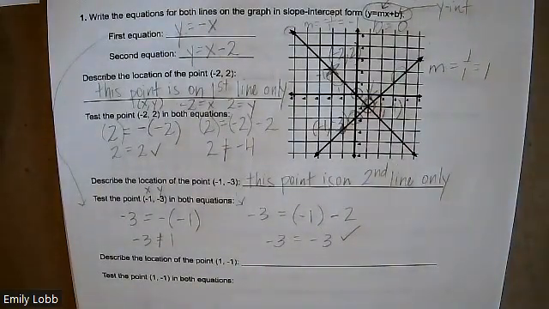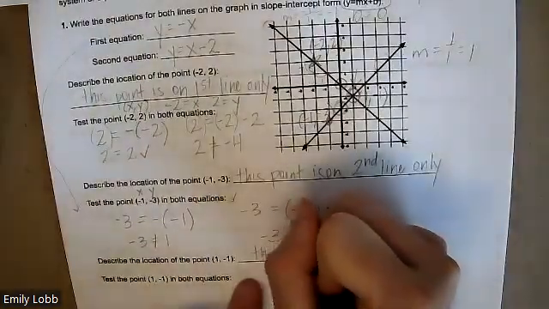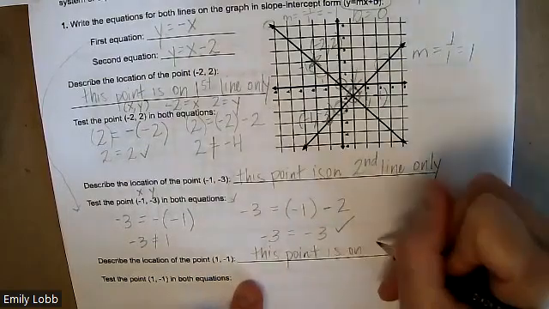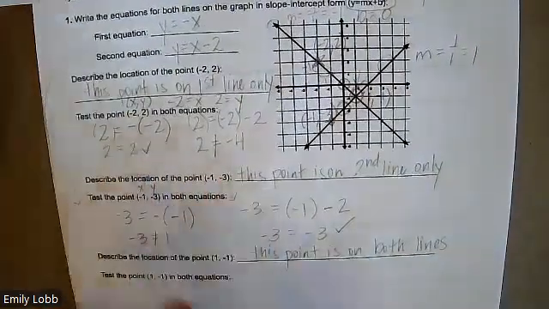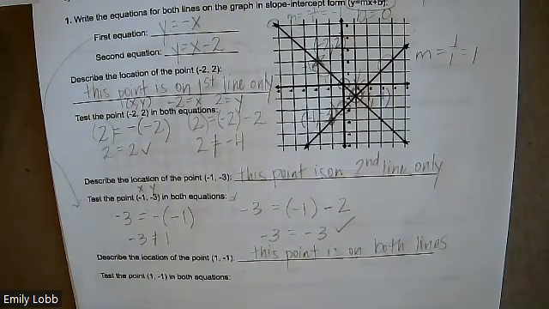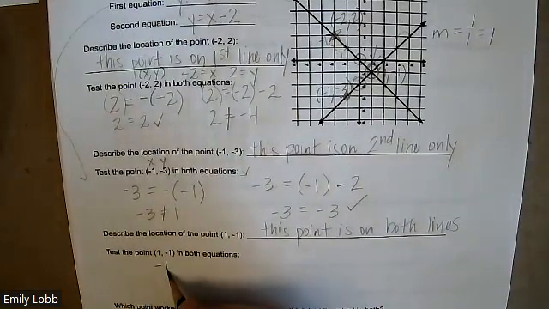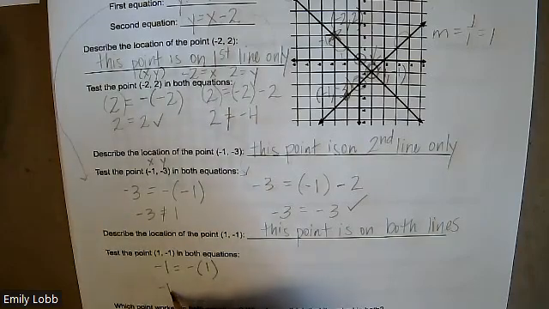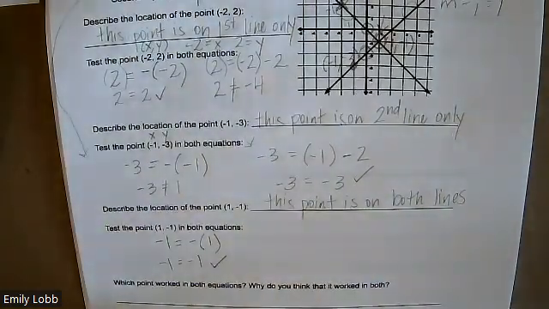(1, -1). So this point is what? On both lines. And knowing what we know about these, it should make both of them true, right? So it should work for both of them. So y is -1 is equal to the opposite of 1. Does -1 equal -1? Absolutely.